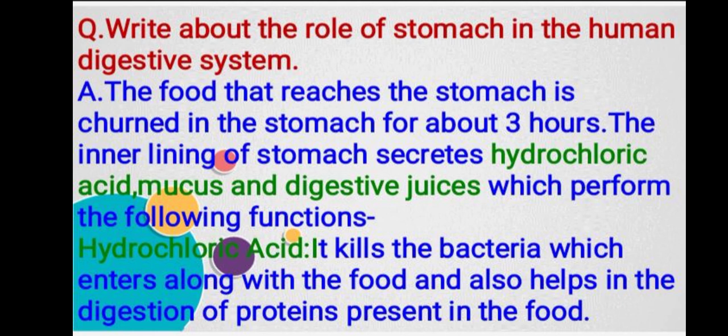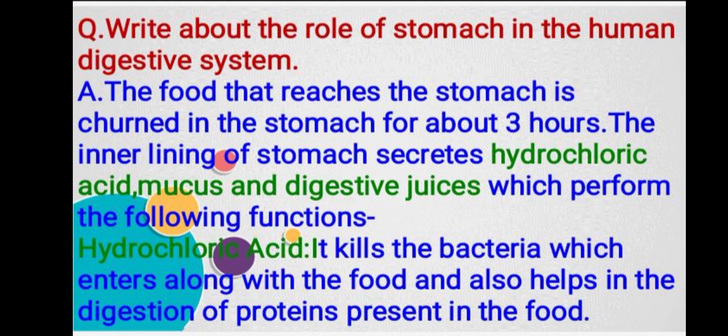Next question is, write about the role of stomach in the human digestive system. The food that reaches the stomach is churned in the stomach for about 3 to 4 hours. The inner lining of stomach secretes hydrochloric acid, mucus and digestive juices, which perform the following functions.